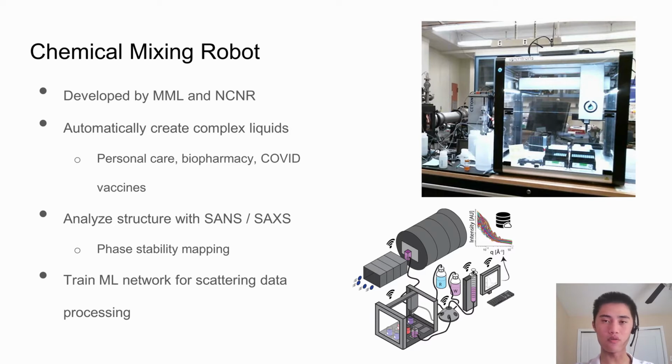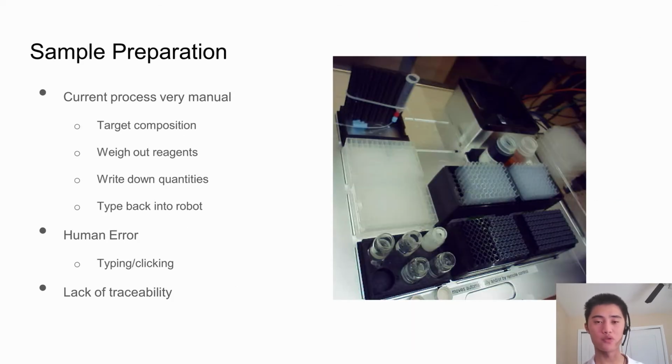The ultimate goal of all of this is to have the data generated from SANS and SAXS on the samples made by the robot serve as a reference dataset for training machine learning networks to process and classify scattering data. We currently prepare samples for the robot to make in a very ad hoc way. First, you manually calculate a target composition, weigh out reagents into containers, write the weighed quantities onto a post-it note, and then type the weights back into the computer when the container is loaded into the robot.